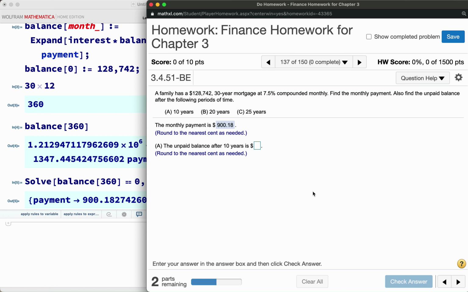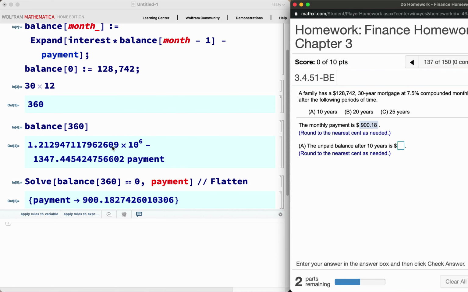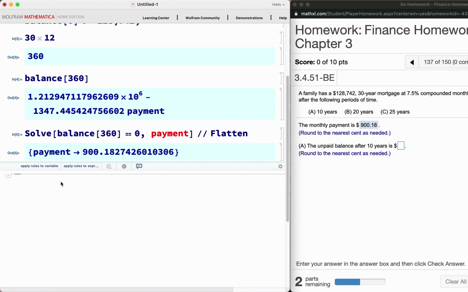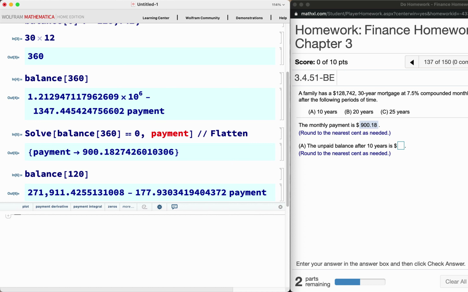Okay, so the unpaid balance after 10 years or 120 months is, now this is going to be kind of a tricky thing. It depends on what they're asking. I believe what they're simply asking is, what is the balance after 10 years, which is 120 months? So that means balance of 10 times 12, which is 120, of course. But we have to do a substitution. We know that the payment is $900.18.